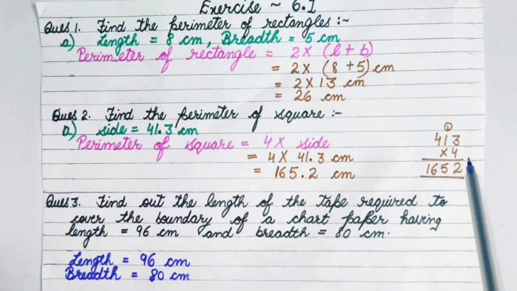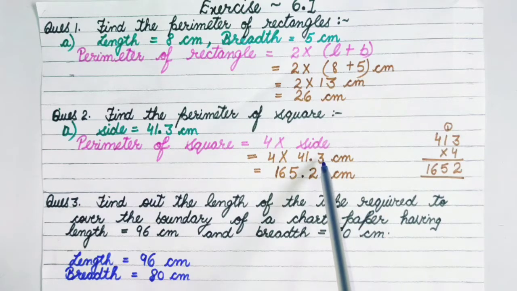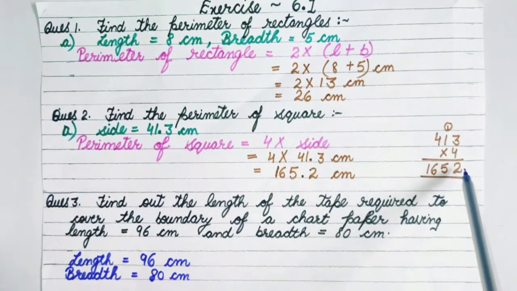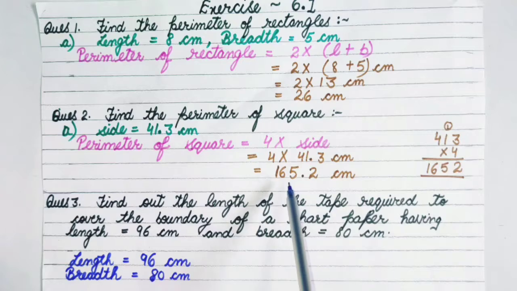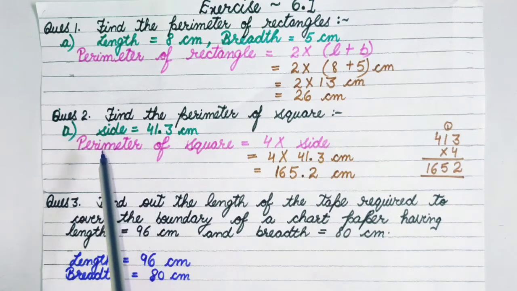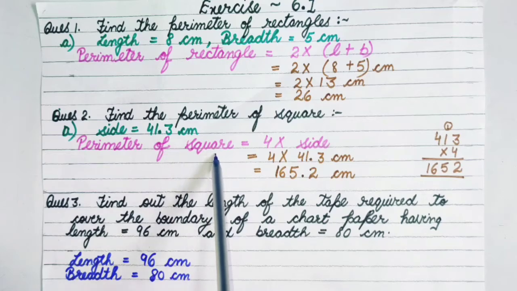Now after doing the multiplication, you can put the decimal. Check, students, in the number, after how many digits the dot is given; we will count from the last. After one digit the dot is there, so in the answer also we will count from the last and put a dot after one digit. So the answer is 165.2 centimeter. That is the perimeter of the square. Clear everyone? Now let's move to question number 3.